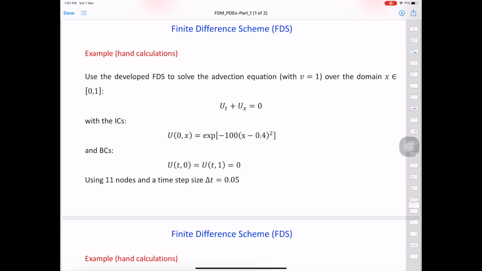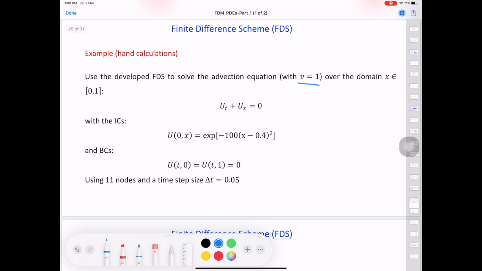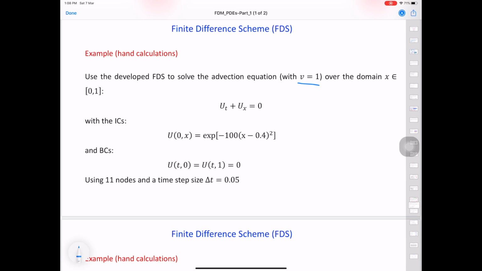So let's look now at this example where we selected V equal to 1. The advection equation becomes U sub t plus U sub x equal to 0. Now assume the initial condition as follows. We have this concentration at time t equal to 0, and at any position in space x, equal to exponential of minus 100 times x minus 0.4 squared.